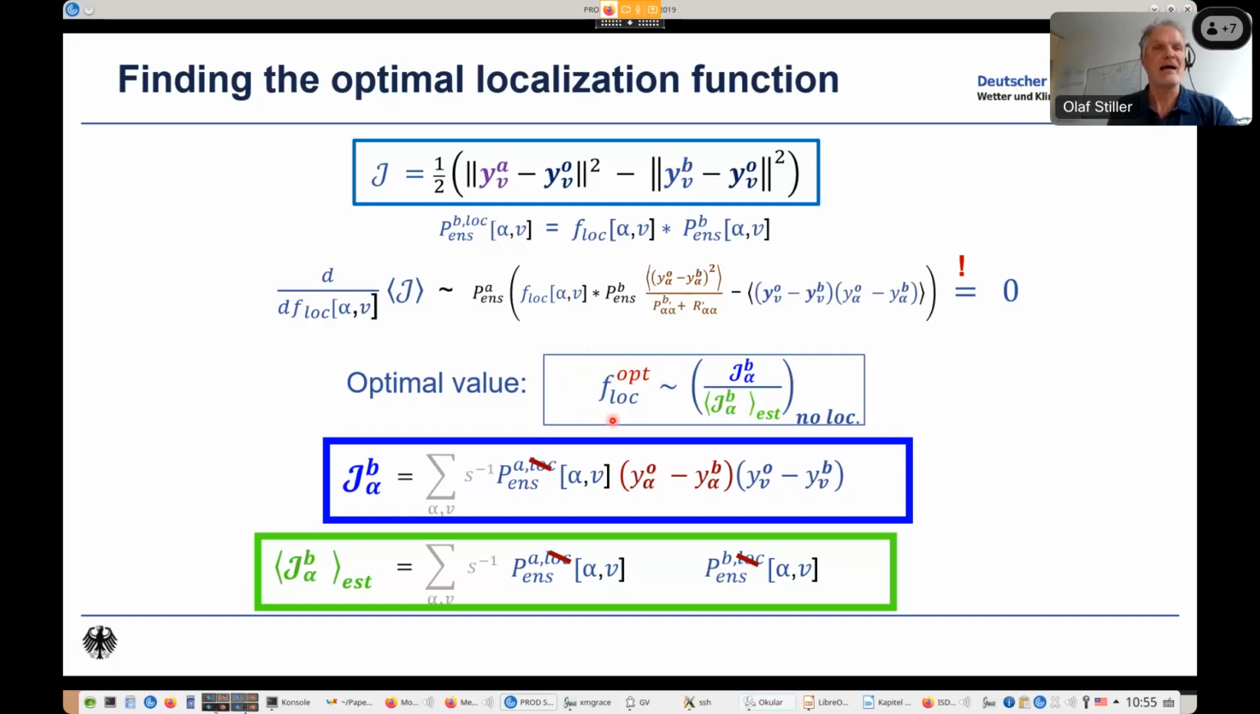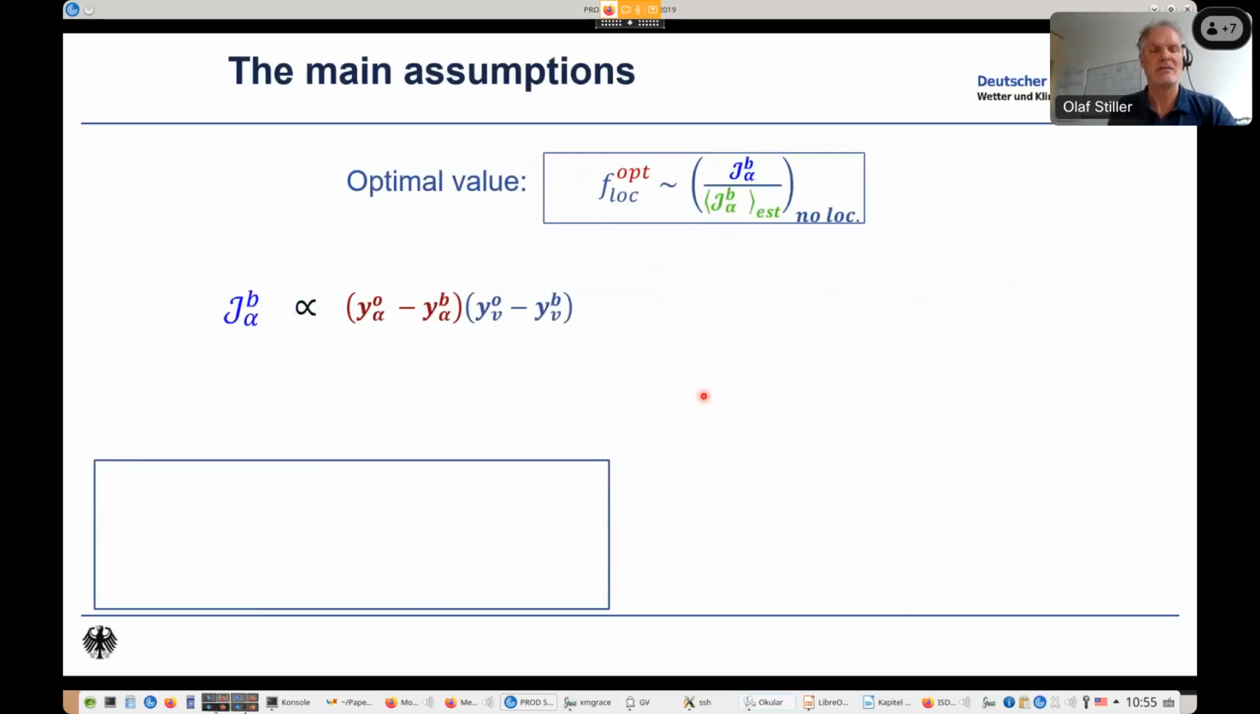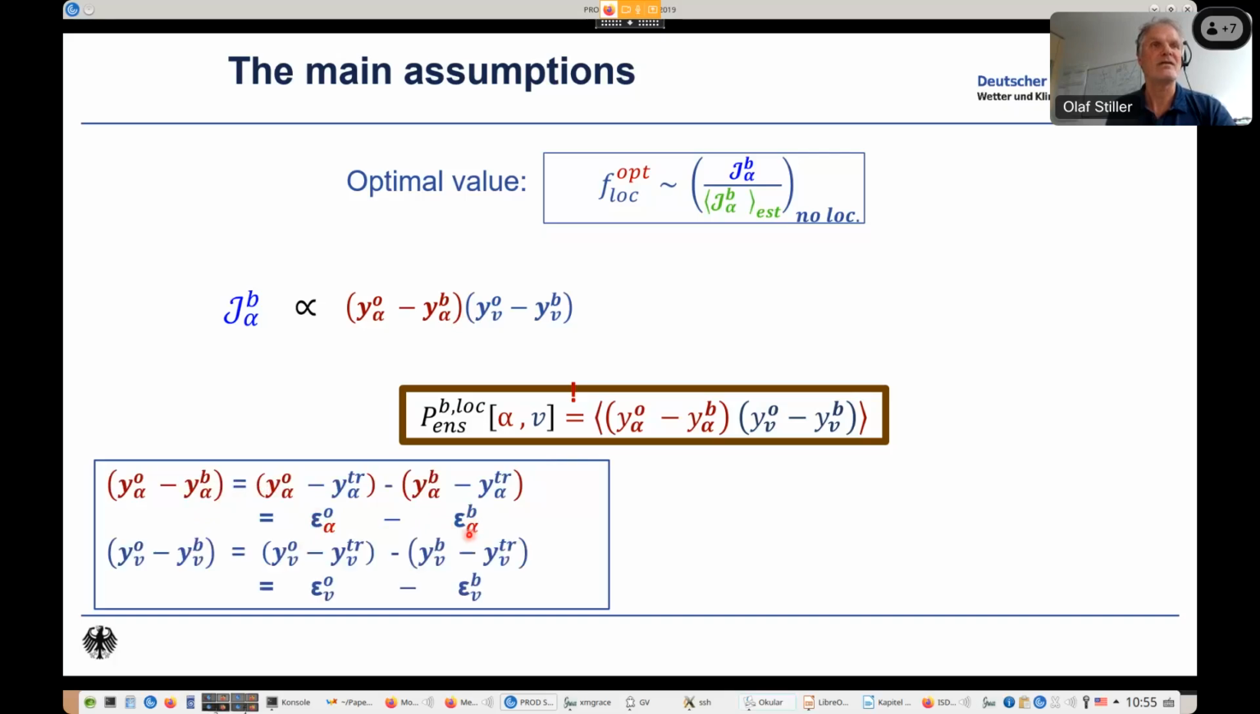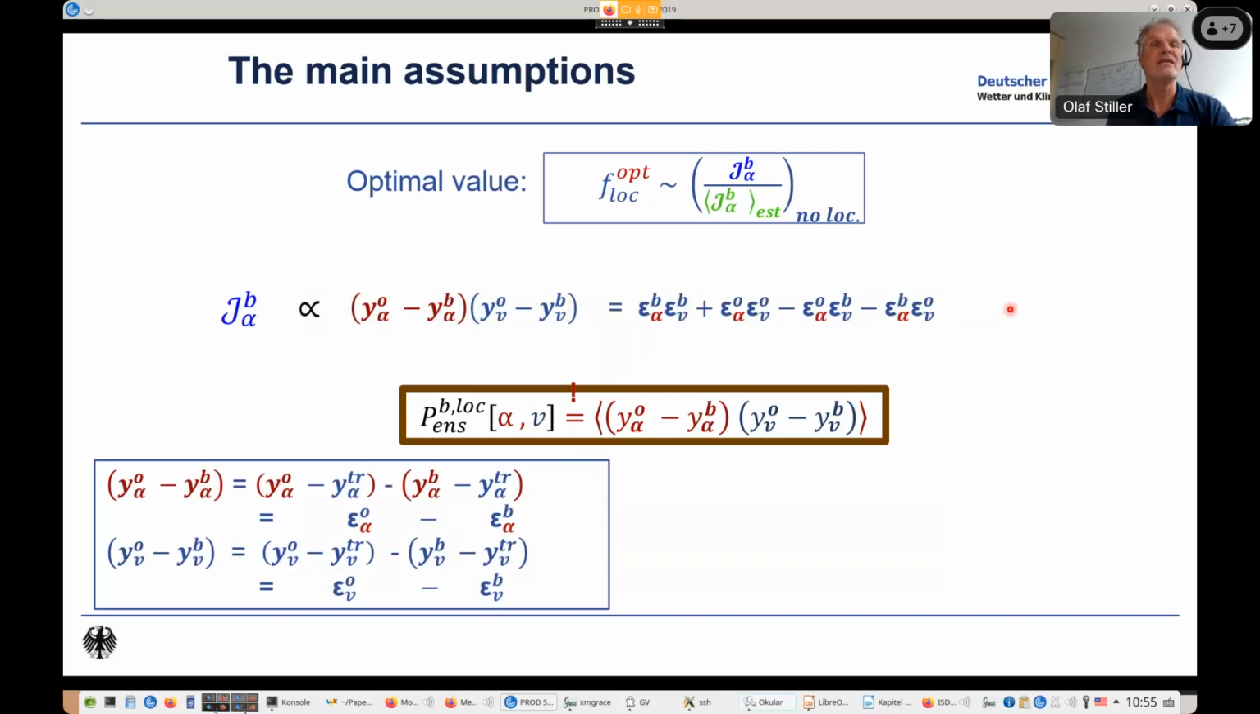Before I show you some results with real observations, I wanted to quickly come back to the assumptions, what I see as the most problematic assumptions which go into this. And the most problematic assumption is actually our consistency relation. The JB here is proportional to the product, and this consistency relationship is easily derived by decomposing the departures, optimized for states, as a difference between observation error and background error. We've seen that before, and in observation space, if you do that for both observations, you get 4 terms here. And the first of these terms, the average of this, is our background error covariance.